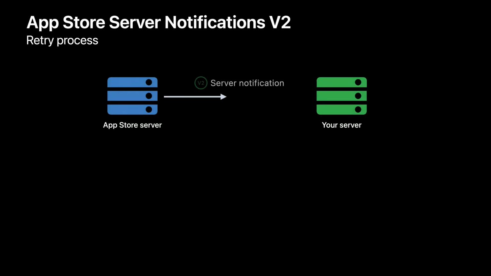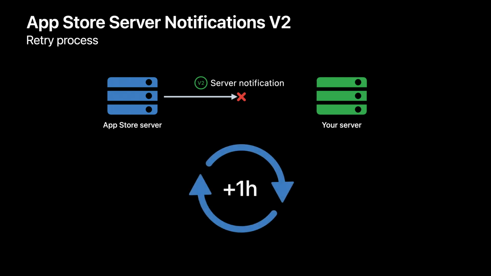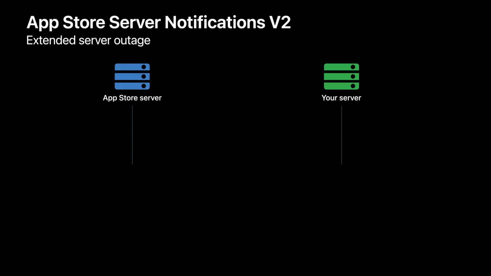When the App Store server fails to reach your server, it initiates a retry process. It will retry sending the same notification up to 5 times, with a longer wait between each attempt. These retries take place only in the production environment. Retries help you eventually recover from an outage, but they're not perfect for every situation.